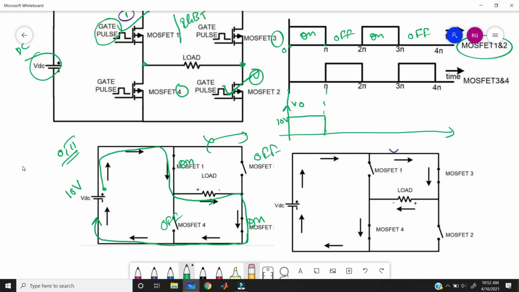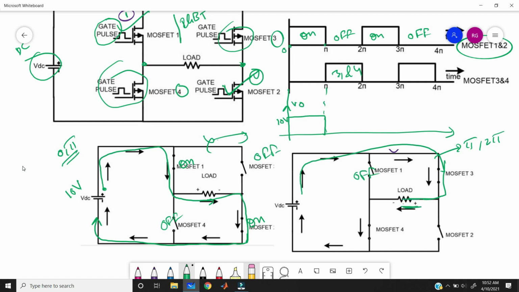So during pi to 2 pi, what will happen? This circuit indicates the pi to 2 pi operation. Here in pi to 2 pi, switches 3 and 4 are turned on. Means what? This switch and then this switch, right? Now the current path will be like this. From the DC source it goes to switch 3, not switch 1, because this is in the off condition, right? So switch 3 and it goes through the load.